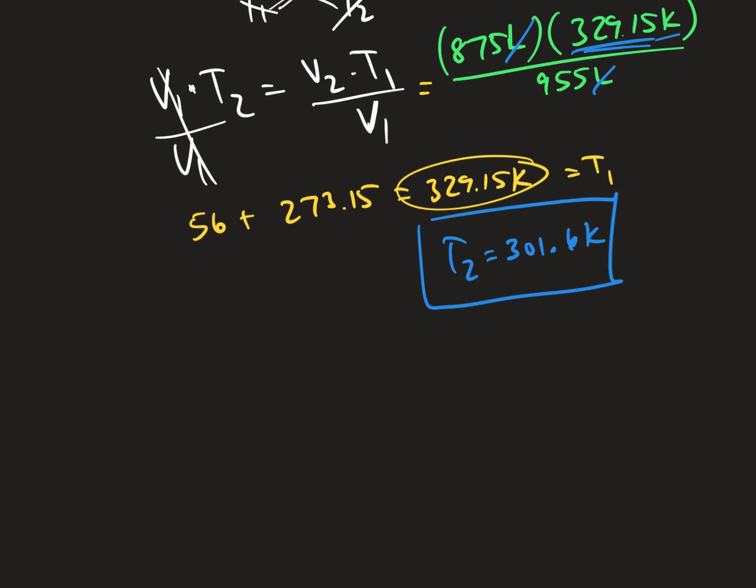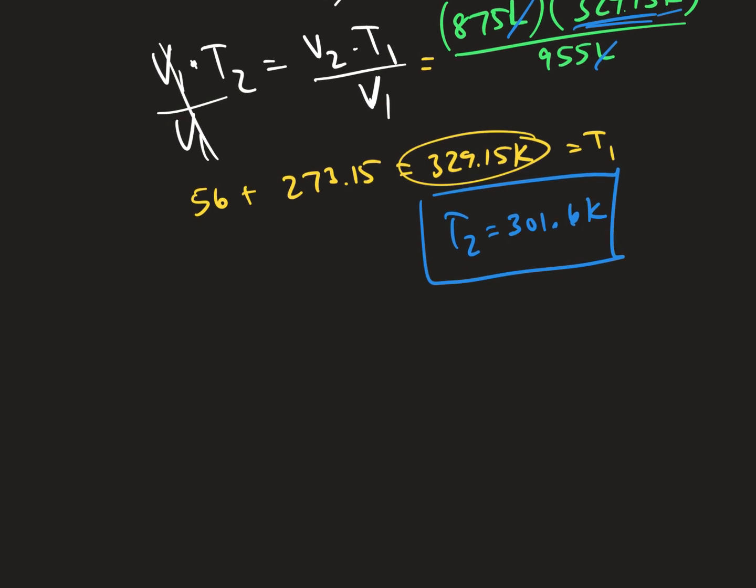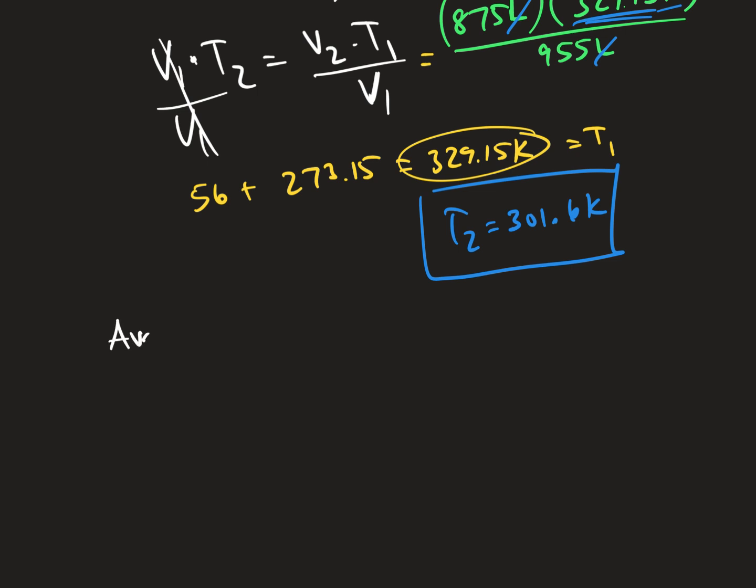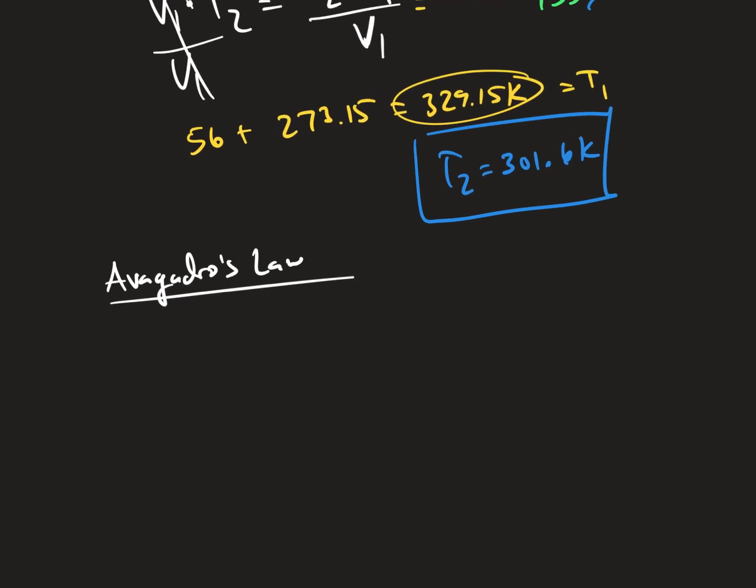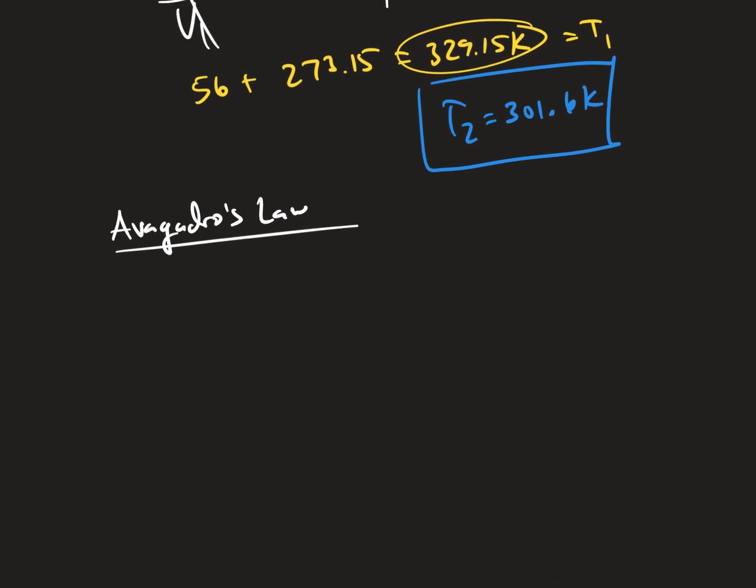So let's see. Avogadro's law is the last one. Do you remember Avogadro? The 6.022 times 10 to the 23? And whenever we deal with that number, we deal with what? Moles, right? So we're not going to deal with 6.022 times 10 to the 23. Isn't that nice?